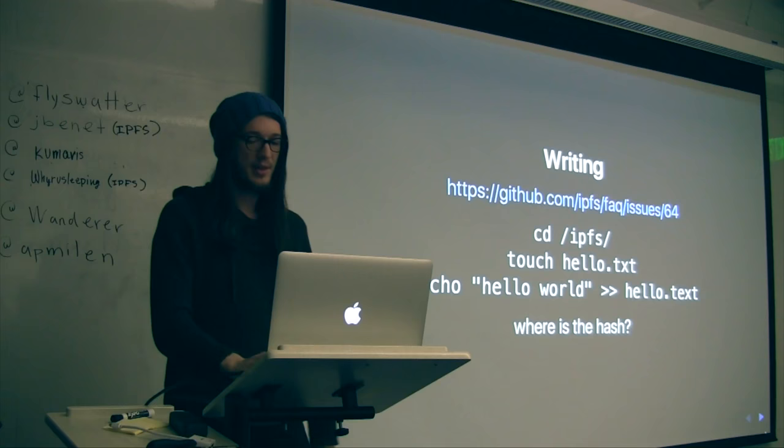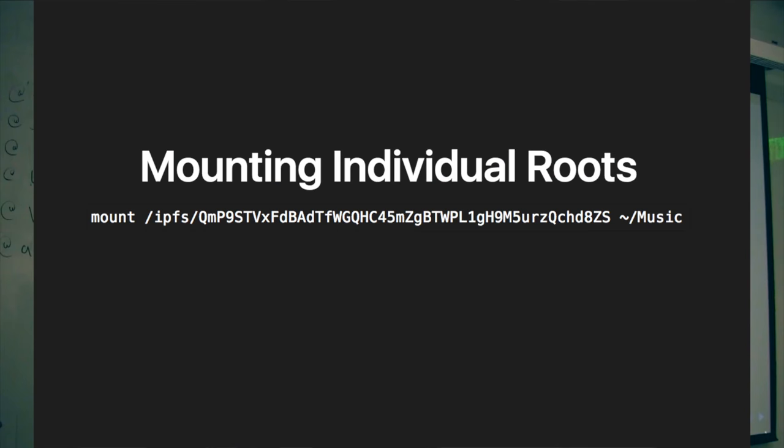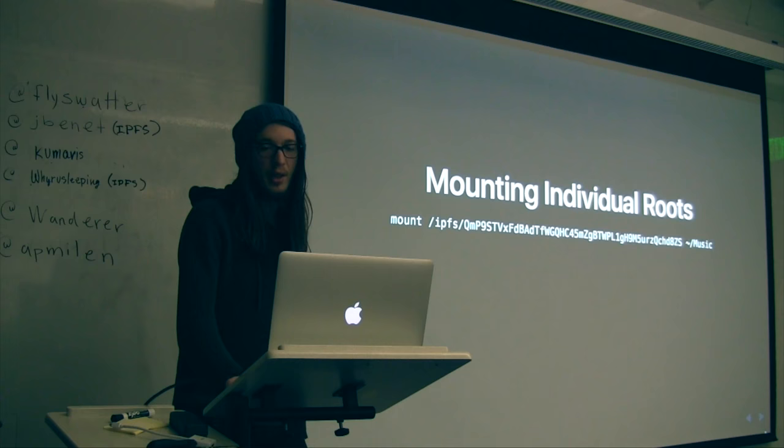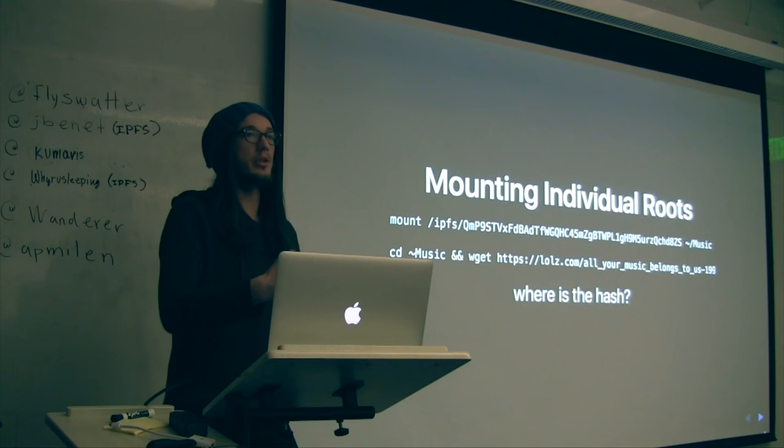So maybe one way to do it would be to mount individual files or individual root hashes. For example, maybe I could mount a root hash directly to my music folder, and that would contain all my music. And then I could cd into it, download some music, but we have a new hash there. We have a new root hash since we changed it. So we need some utilities.